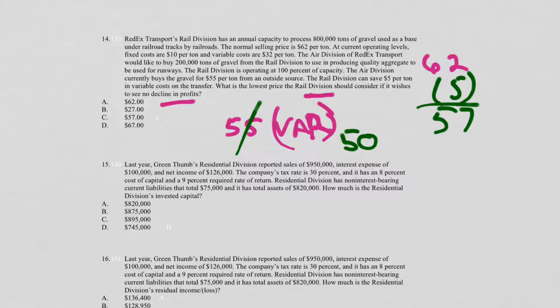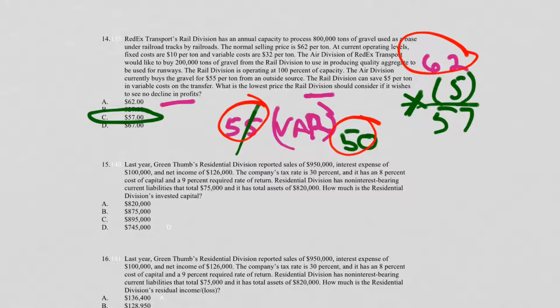57 would be the price to transfer on with no decline in profits. So that'd be 57. The answer is C. You can see that if they were making a certain profit, one more time, at 62, but that profit was based on 55 variable costs, and now the variable cost will be 50. To make the same profit, they just merely need to charge 57.